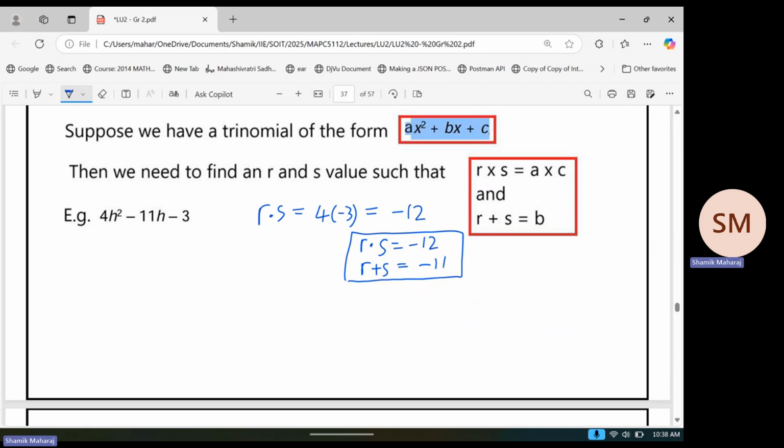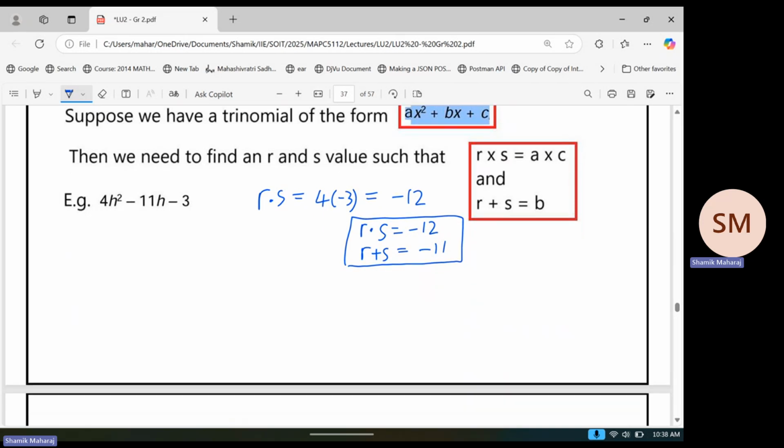Okay. So once we get that, we can now find our R and S values as we did before, but the way we write the solution is different. So let's first check all the factors of minus 12 and which ones work. So we can have minus 12, 1, 12, minus 1. Maybe I should just stop there because that one works.